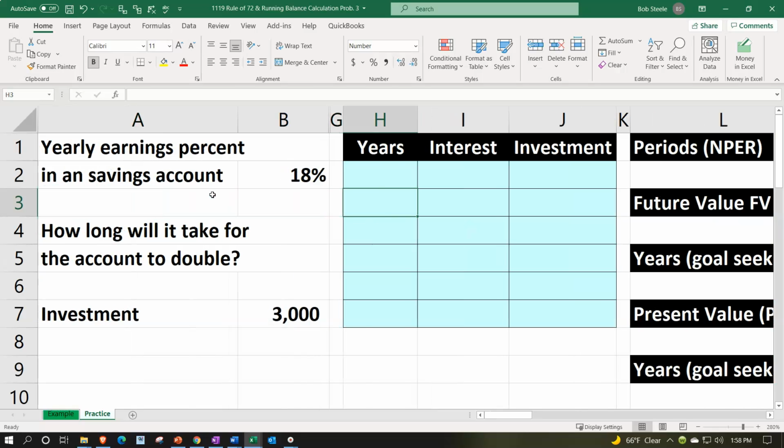It doesn't go from B to G. There's like letters in between that. I know there's at least a C in there somewhere. So now we're going to do our running balance kind of calculation.